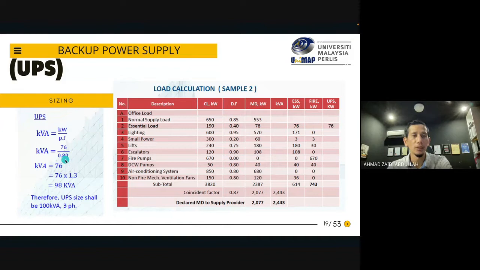And then you have 76 kilowatt load. You just divide by power factor, so you akan dapat. The value is berapa? Dapat berapa? 76. That one, and then kita try calculate dapat. And then we add up 20% up to 30%. For this one, they tambah 30%. And so that very simple, kan?